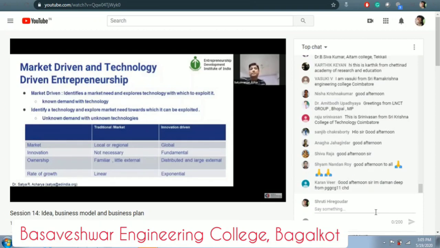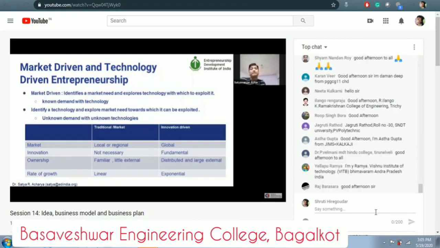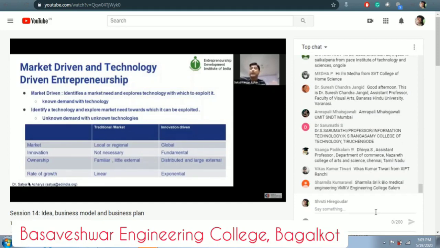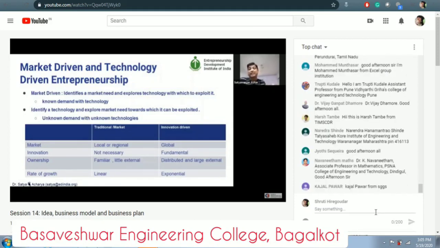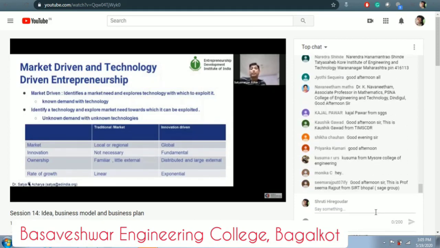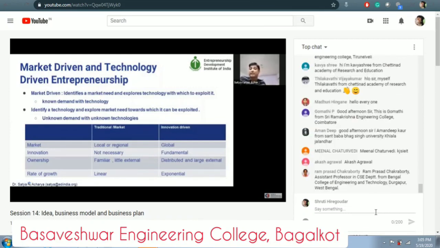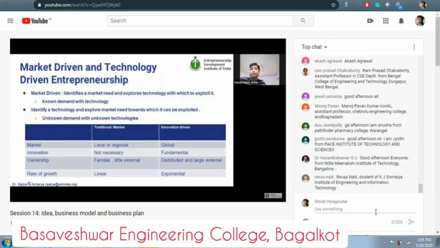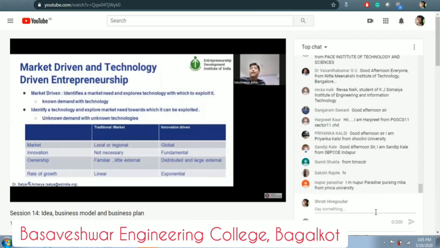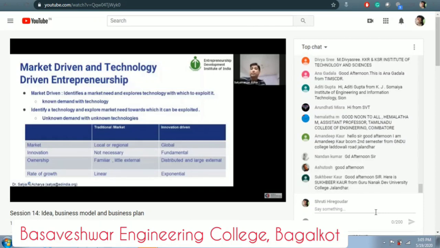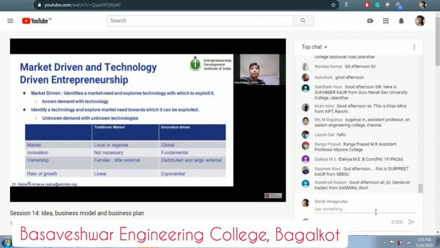The other format, in which we are all more interested right now, we call innovation-driven. Here, we identify a technology and then try to understand what type of market there is and how we can explore the market. So the difference is, first, you understand the market and try to fit the technology to that. The second, we identify technology and then try to exploit a market for it. So here, it's unknown demand with unknown technologies.